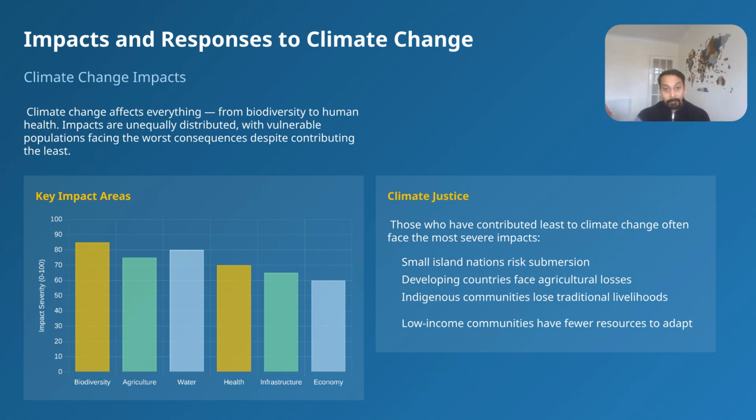Climate change affects everything: biodiversity, agriculture, water, health, and more around our neighborhoods, through floods, droughts, and major extreme weather impacts. Some areas face floods and droughts, small island nations are at risk of submersion, and lots of social impacts are also unequally distributed. When a flood comes, vulnerable populations face the worst consequences despite contributing to the GDP.